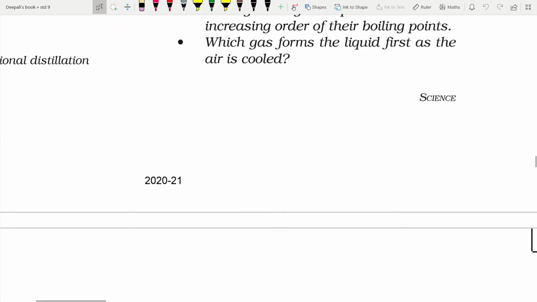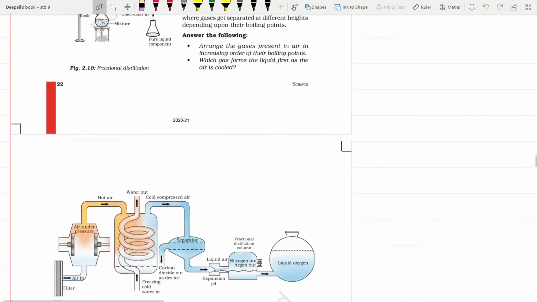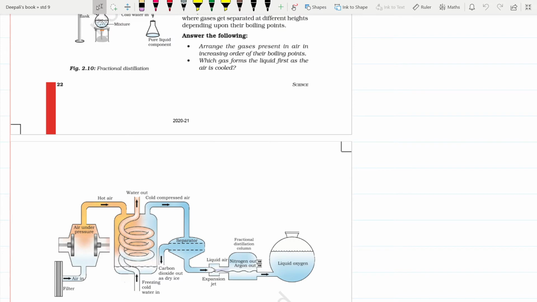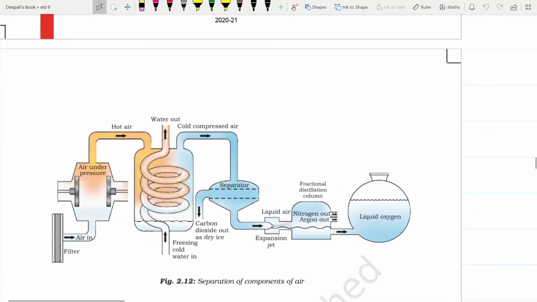So, the setup for that is something like this, where you can see the various apparatus in a series connection, where you have the filter through which the air passes, and so the bigger components or bigger impurities are stopped there.